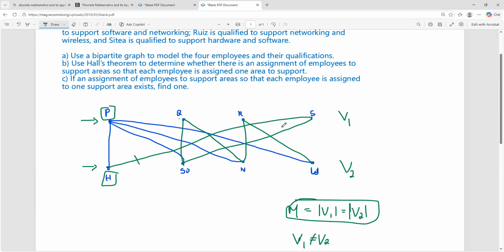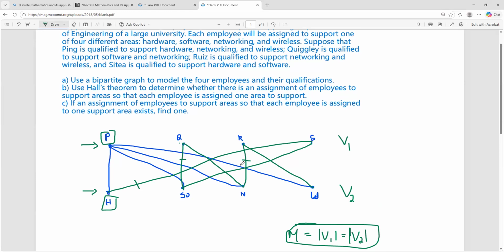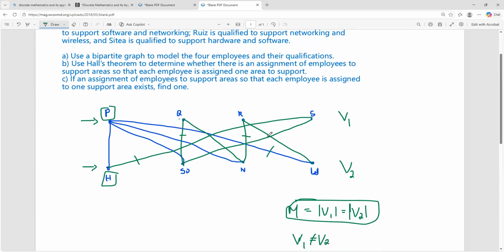If Satya gets hardware, that means Ruiz can get networking, Quigley can get software, and Ping can get wireless. Right? So now we see there exists a complete matching. Every person gets one role in the matching.